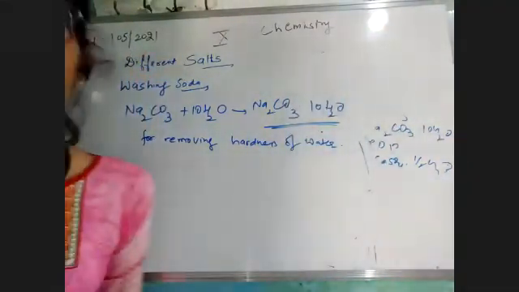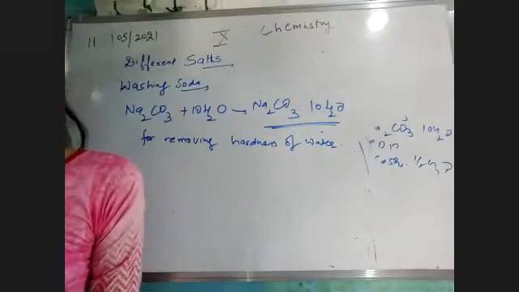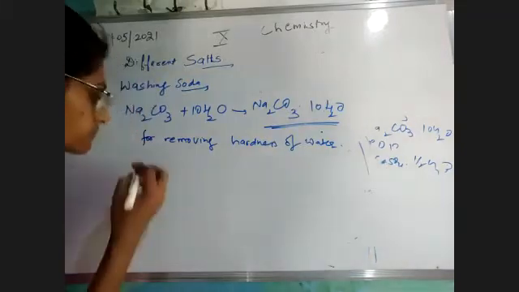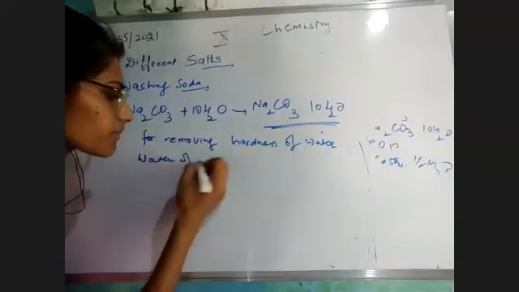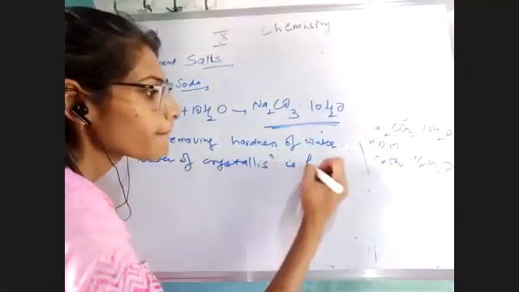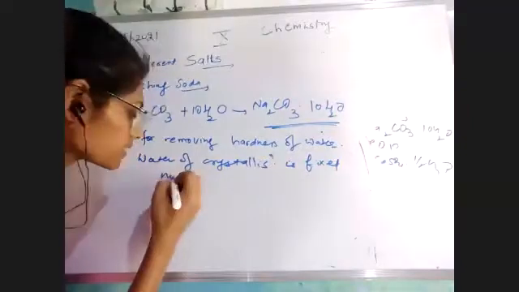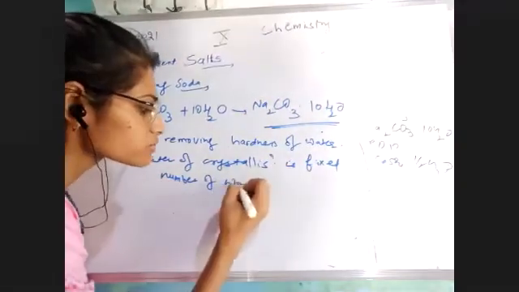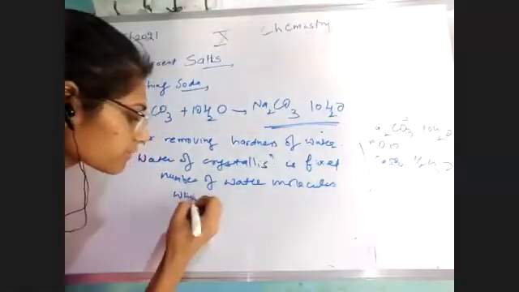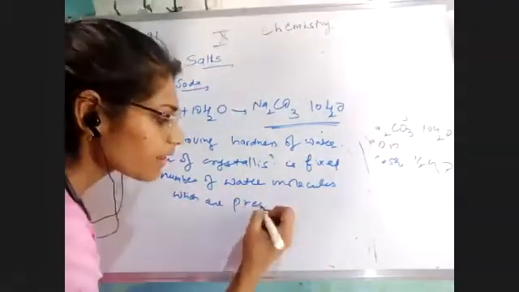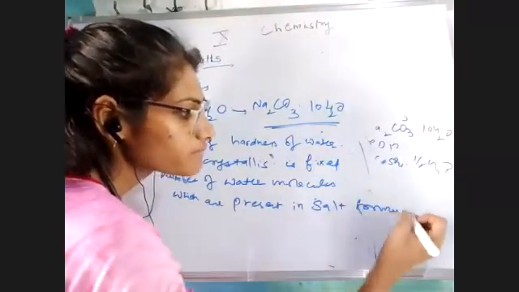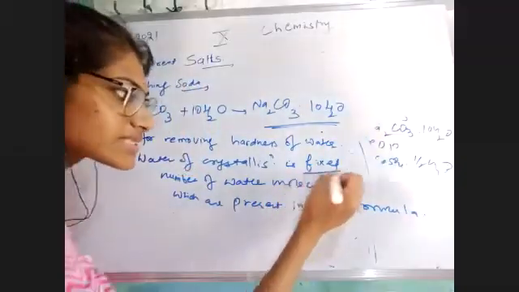This is known as salt. This is known as water of crystallization. Water of crystallization is basically a fixed number of water molecules which are present in the formula of a salt. I would say which are present in the salt formula. I have said this is fixed.